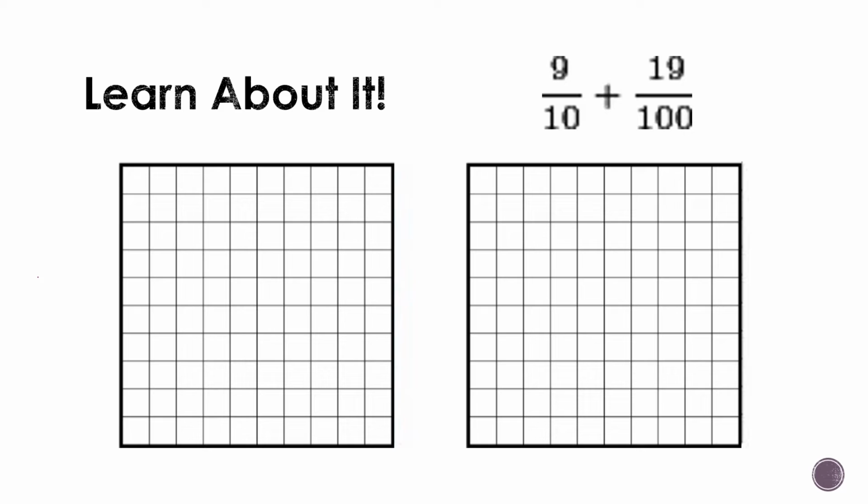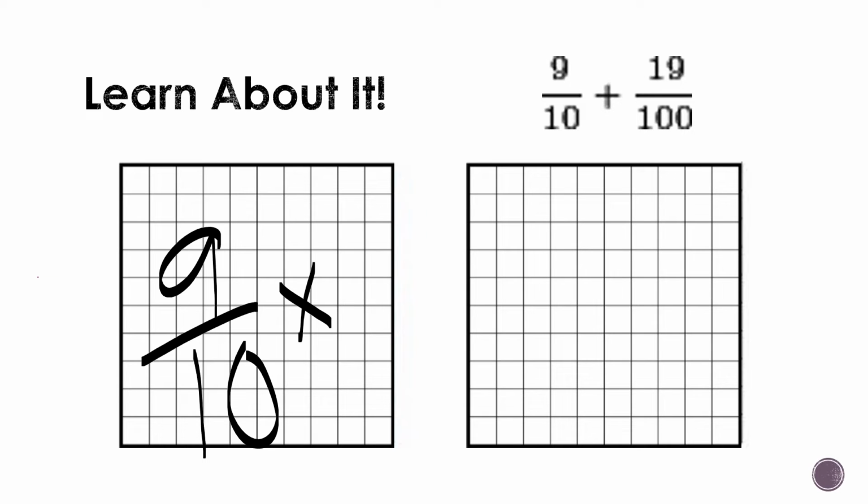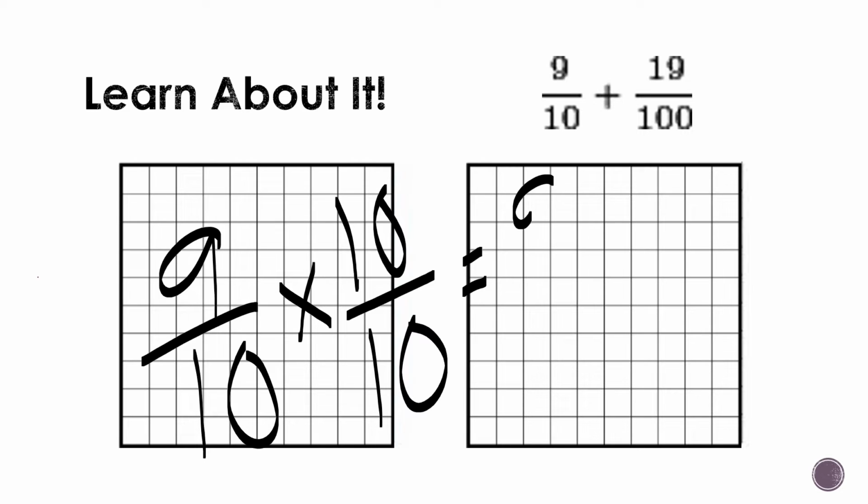Let's go ahead and take a look at another example. This time, our denominators are different. 9/10 plus 19 hundredths. We're going to use the same exact strategy. We're going to use our grids and shade in 9/10 using a colored pencil. Now I know that 9/10 is the same as 90/100ths because if I were to take 9/10 and multiply that by 10/10, we would get 90/100ths.